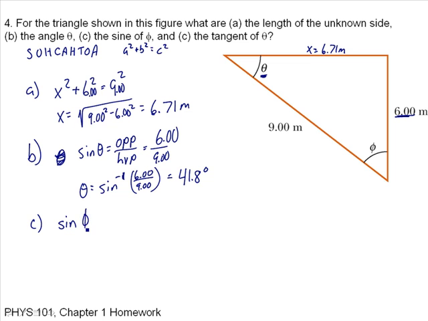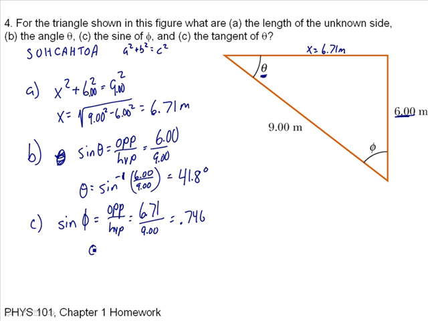So now I don't want to know the angle phi, I just want to know what is the sine. It's opposite over hypotenuse. The opposite of phi is 6.71. The hypotenuse, of course, is 9. And that gives me 0.746. There are no units on that. There are no units for the trigonometric functions.